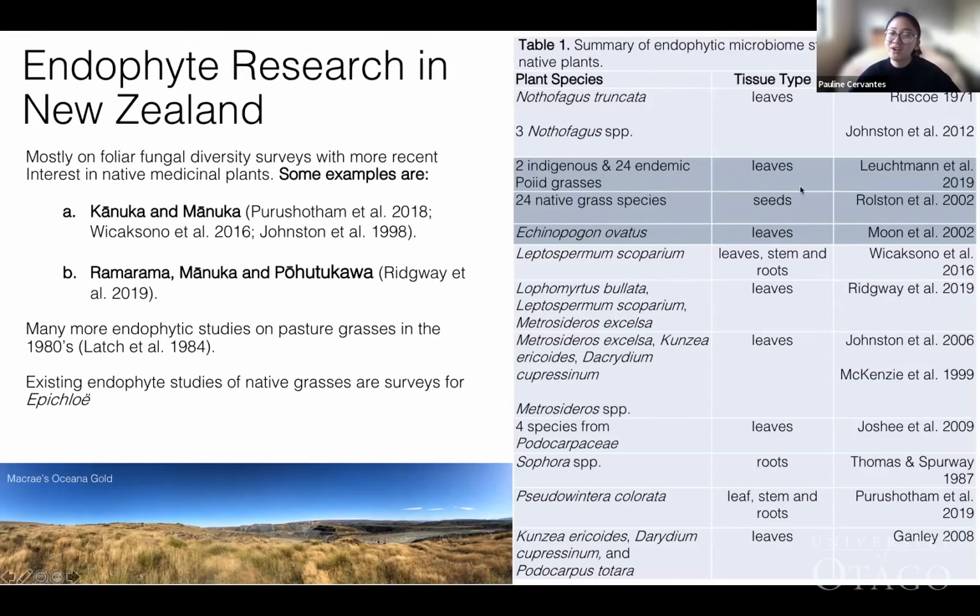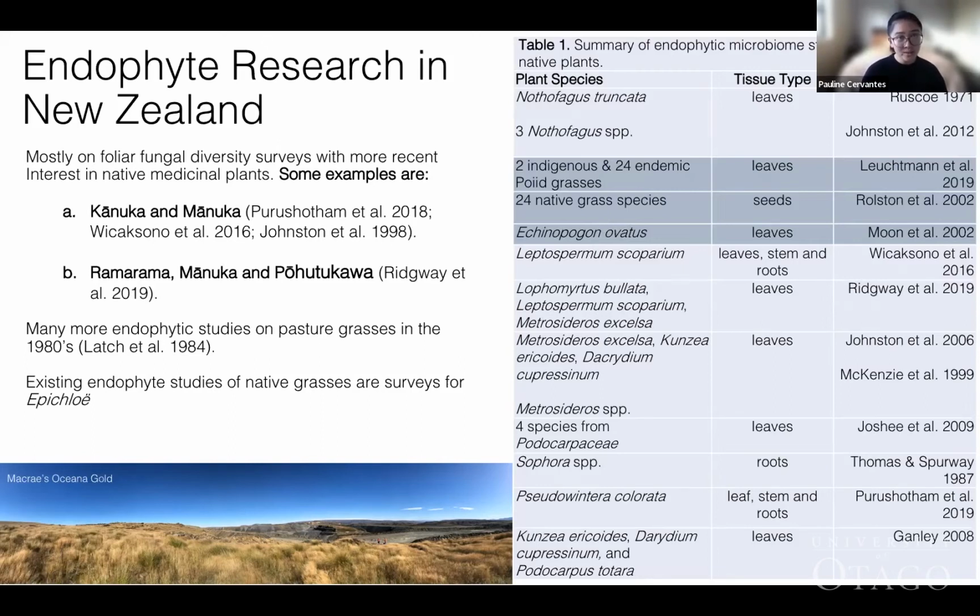And when we look at native grasses in particular, there hasn't been a lot of research looking at endophytes, particularly non-systemic endophytes, and it's mostly been focused on seeing whether or not these species could be hosts to epicloe, and that's for good reason, because the benefits that epicloe provides are very good for the host if it's present there.